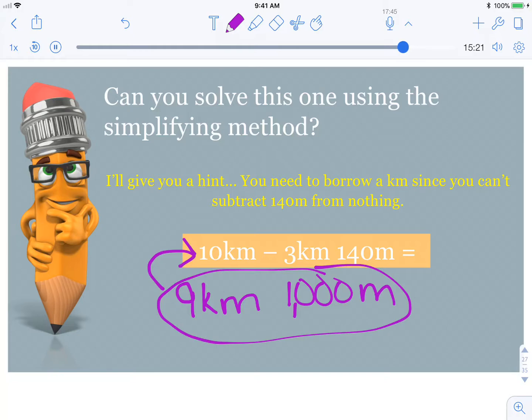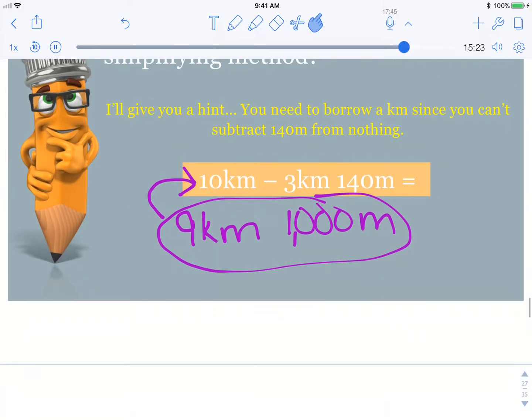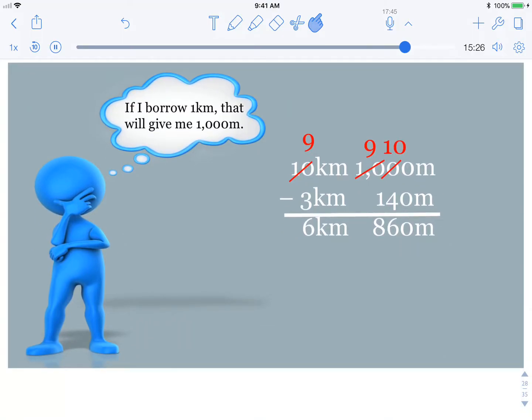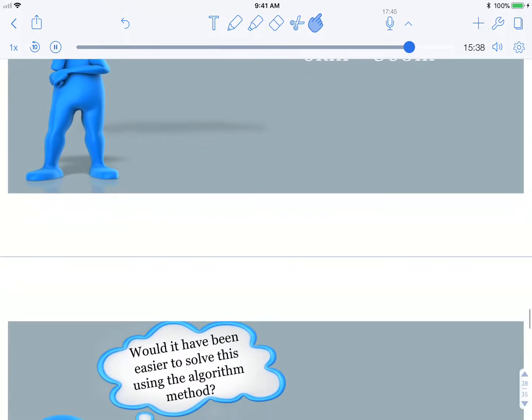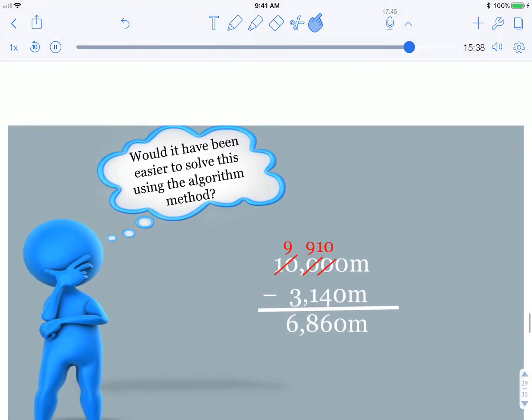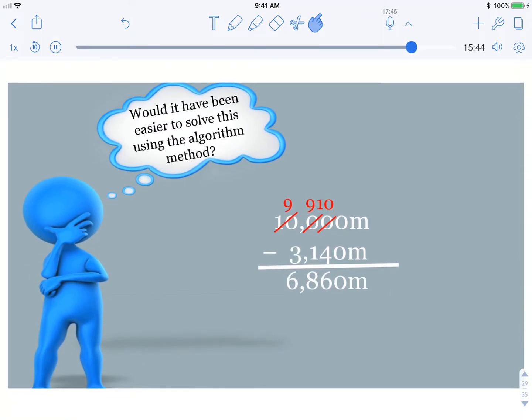Okay, if I borrow 1 kilometer, that will give me 1,000 meters. So what I ended up with was 6 kilometers, 860 meters. Would it have been easier to solve this using the algorithm method? If I used the algorithm method, I would have ended up with 10,000 meters minus 3,140 meters. Use whichever method works best for you.